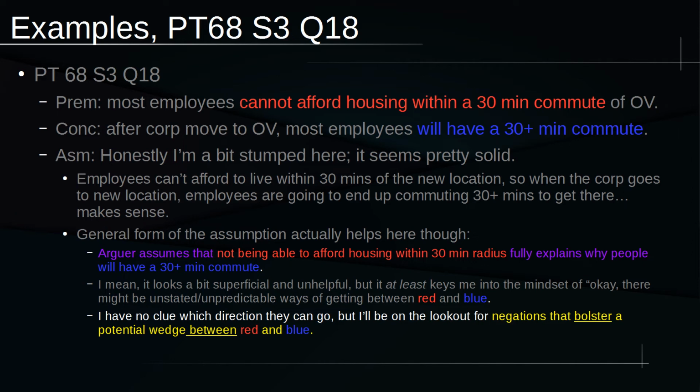So really when it comes down to it, I really do have no clue in what direction they're going to go. But like I said, I will be on the lookout for any negations among our choices that bolster a potential wedge between red and blue, however that may manifest.